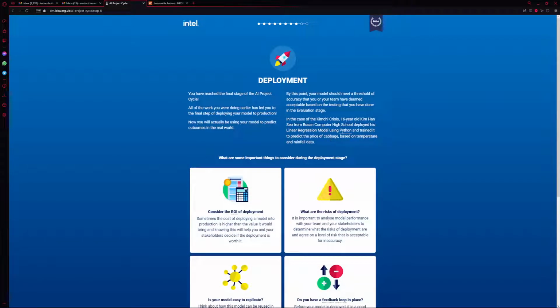Deployment. You have reached the final stage of the AI project cycle. All the work you were doing earlier has led you to this final step of deploying your model to production. Now you will actually be using your model to predict outcomes in the real world. By this point, your model should meet the threshold of accuracy that your team has deemed acceptable based on the testing that you have done in the evaluation stage.